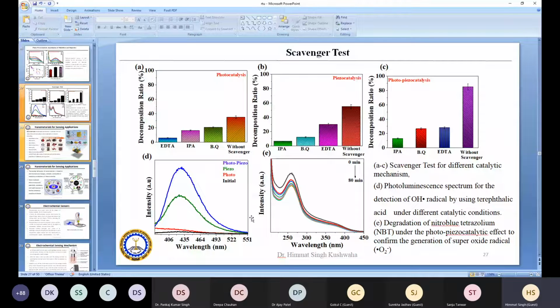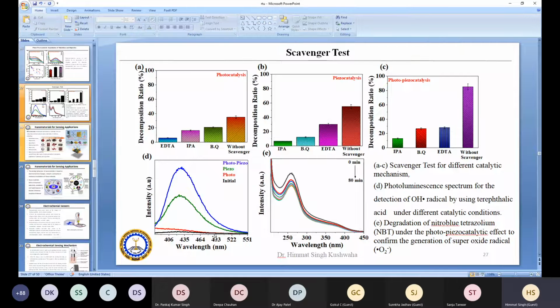Then the generation of OH radicals can be confirmed by the terephthalic acid test. It's a method to probe these OH radicals. In this method, terephthalic acid is converted into terephthalate, and it gives luminescence at 435 nm at the particular excitation wavelength.